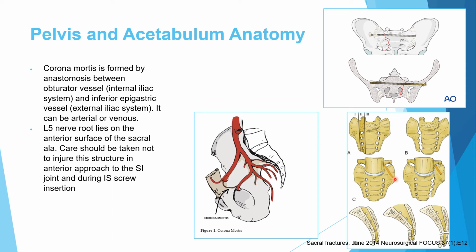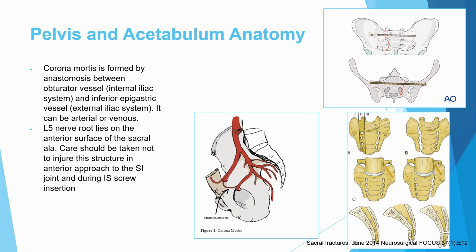The L5 root passes anterior to the sacral ala. So in cases where you are putting an iliosacral screw or transsacral screw, if the screw is anterior, it may injure L5. So you may get a question in your exam. They present a patient with a transsacral or iliosacral screw that is anterior.